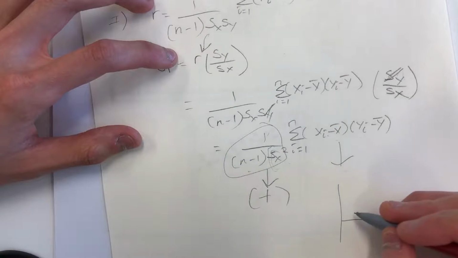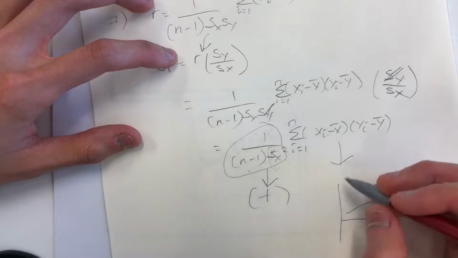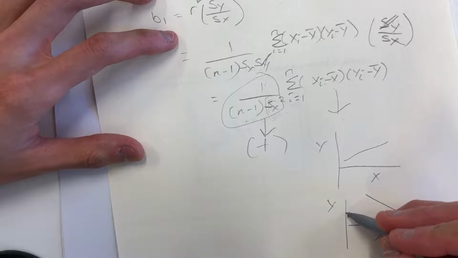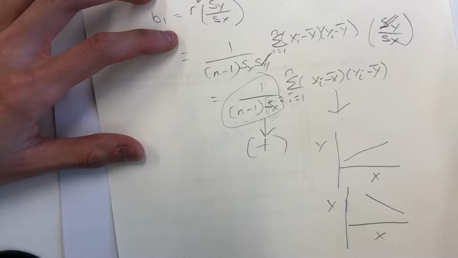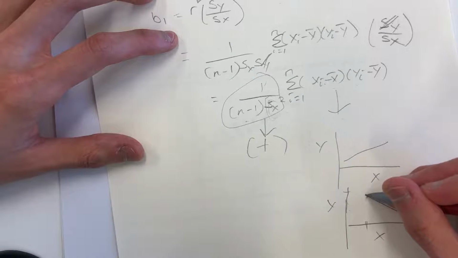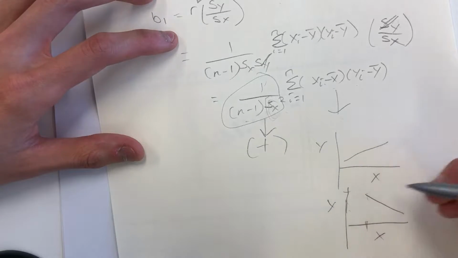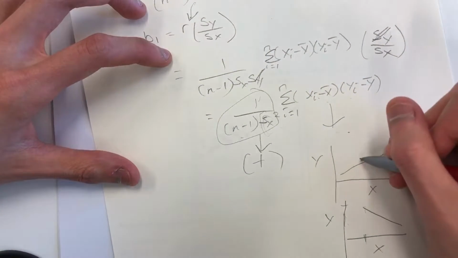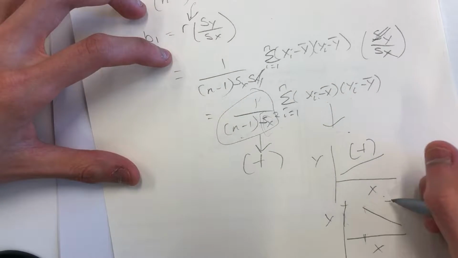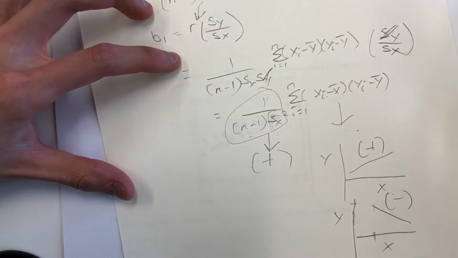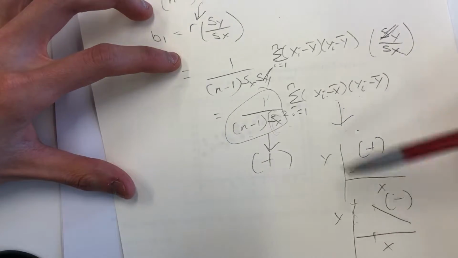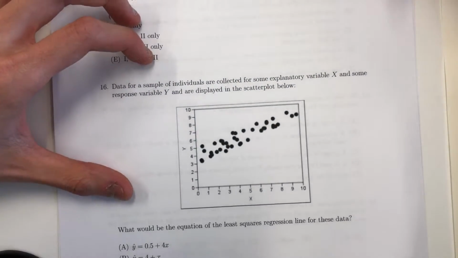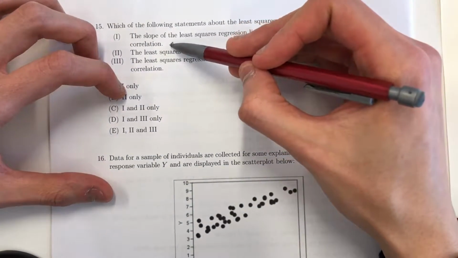So if it's positively correlated, as x increases, y also increases. Likewise, if it was negatively correlated, every small value of x corresponds to a large value of y. So this would be when it's positive, and this would be when it's negative. Positive times positive is positive, positive times negative is negative. So B1 always has the same sign as the correlation, so this is true.